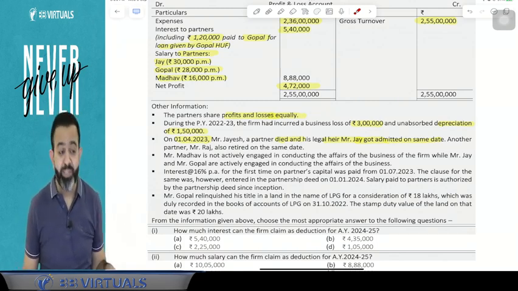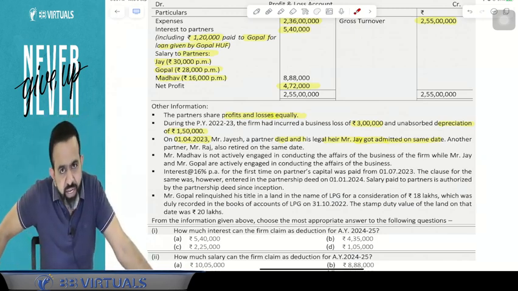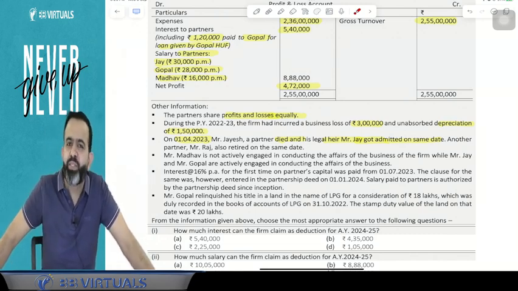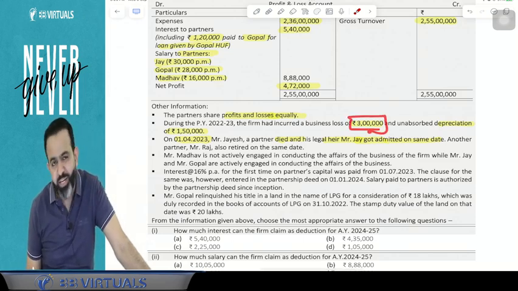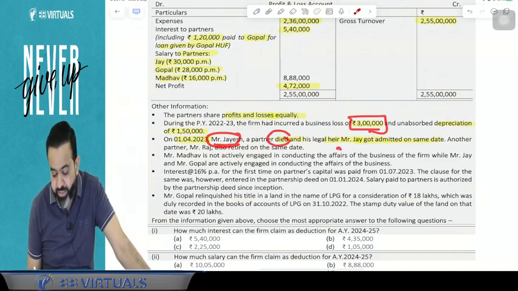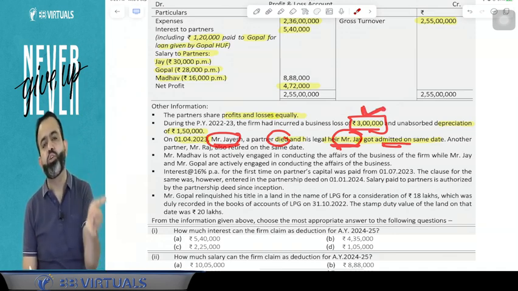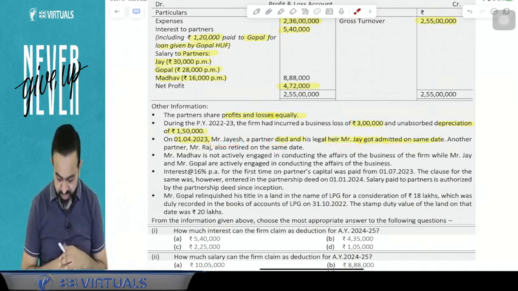But guys, there was one exception. If any person has died and his legal heir joined the partnership firm, then it is allowed to set off the losses. So guys, here the earlier year business loss was 3 lakh rupees. Even though Jayesh has died, his legal heir got admitted on the same particular date. So the total 3 lakh rupees loss can be set off and carried forward by the partnership firm. But there is one tricky point here.